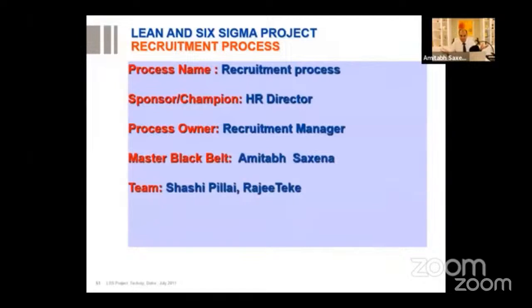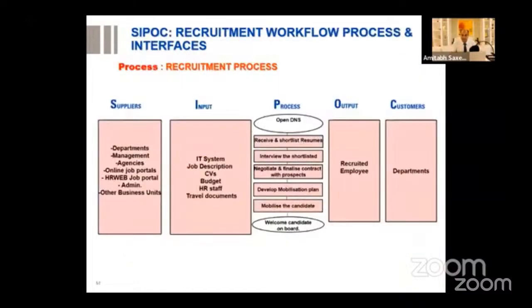So I form a team with the process owner and sponsor. The sponsor or the champion is the head of the department of your process, in whose process you are doing the project. Here, the recruitment process is the process. So the HR director would be the sponsor or the champion, and the process owner is the recruitment manager. And the master black belt was me, and the green belts were the people who are doing the project.